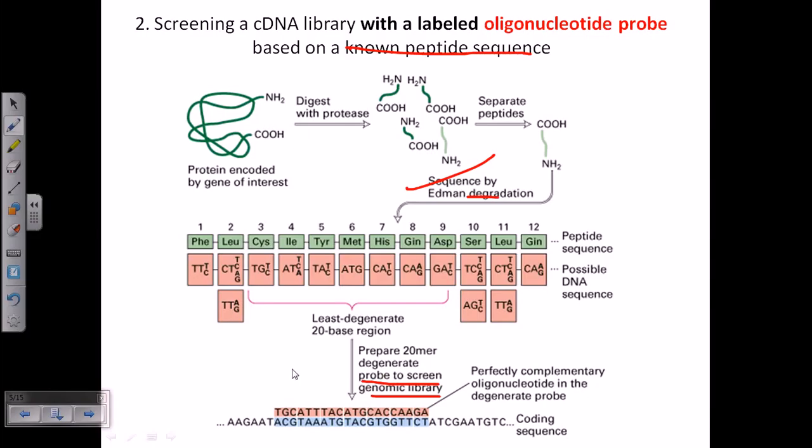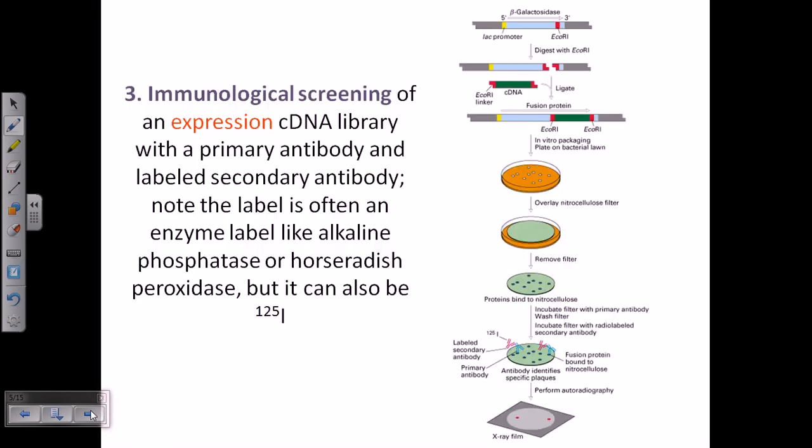Procedure that we have just discussed. Now the third type of screening procedure that is available is the immunological screening of an expression cDNA library, using a primary and also a secondary antibody system.